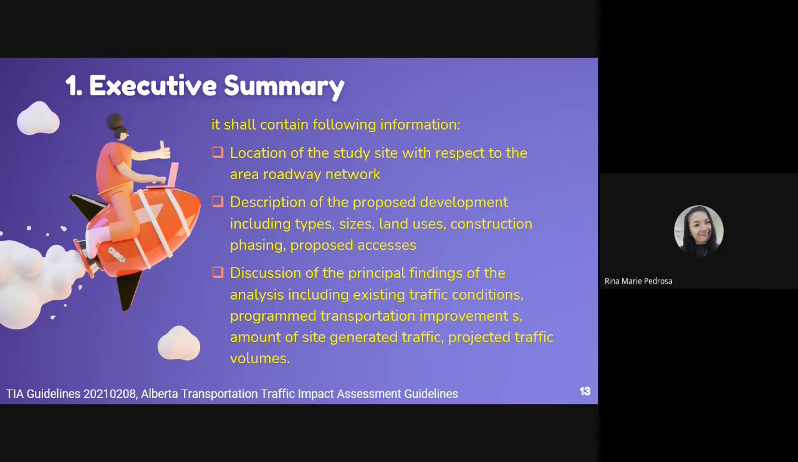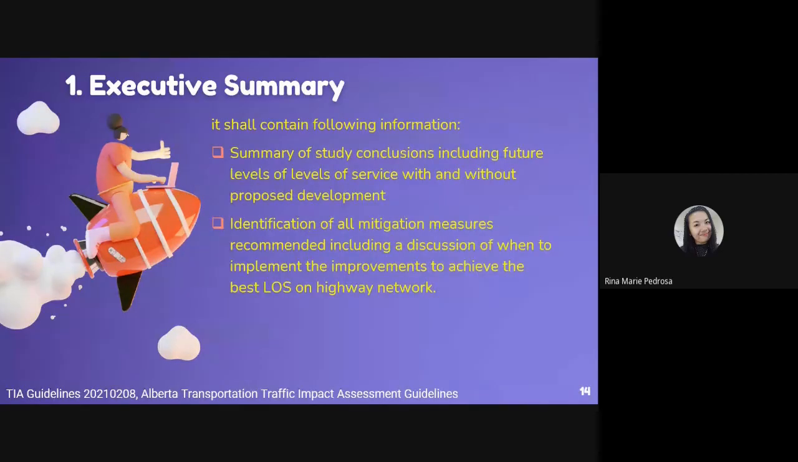The third one, it should also discuss the main findings of the analysis, including existing traffic conditions, programmed transportation improvements, amount of site generated traffic, and the projected traffic volumes. Also, in the executive summary, it should have a summary of study conclusions, including future levels of service, or LOS, with and without proposed development. And lastly, it should contain the identification of all mitigation measures recommended, including a discussion of when to implement the improvements to achieve the best LOS on the highway network.